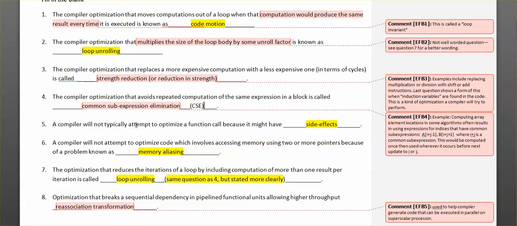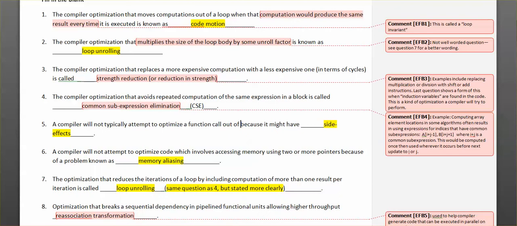A compiler will not typically attempt to optimize a function call because it might have side effects. This is again a not very well worded question. This is from an old exercise. I should have reworded that. A compiler will not typically attempt to optimize a function call out of a loop using code motion because it might have side effects. So the context here would be we're taking a function call out of a loop, for example. That's the typical application of this, and if you can do that, the programmer themselves should take care of doing that because the compiler won't do it.